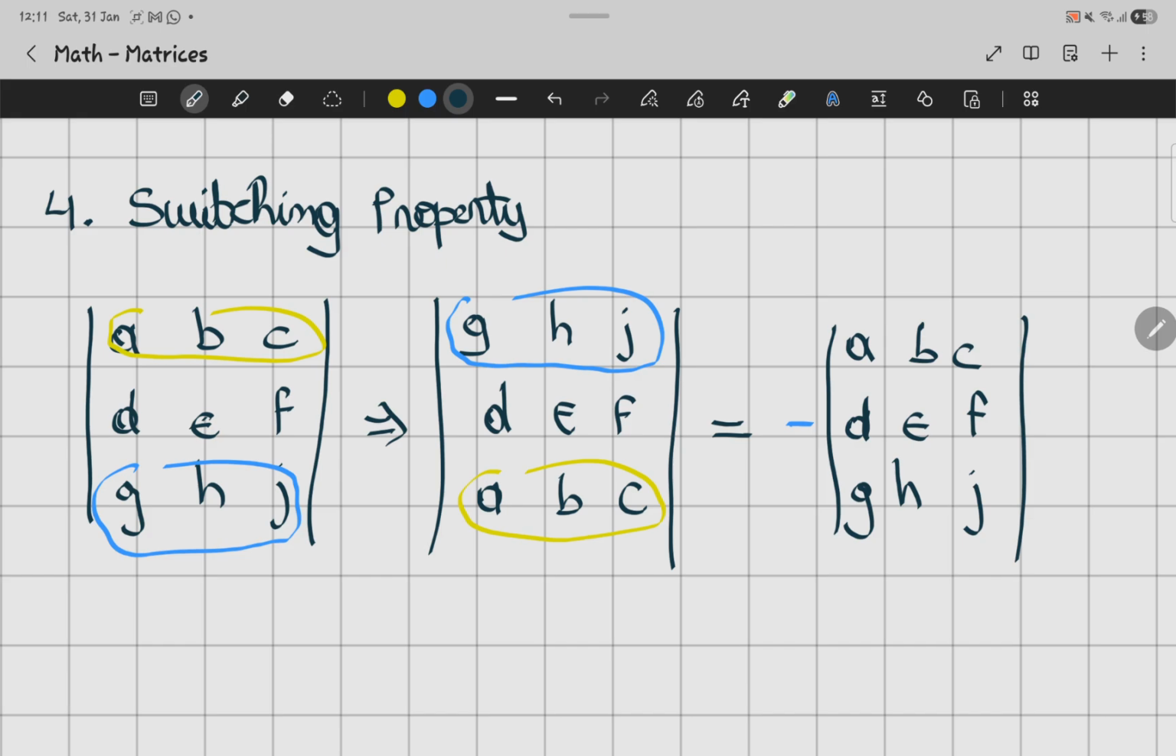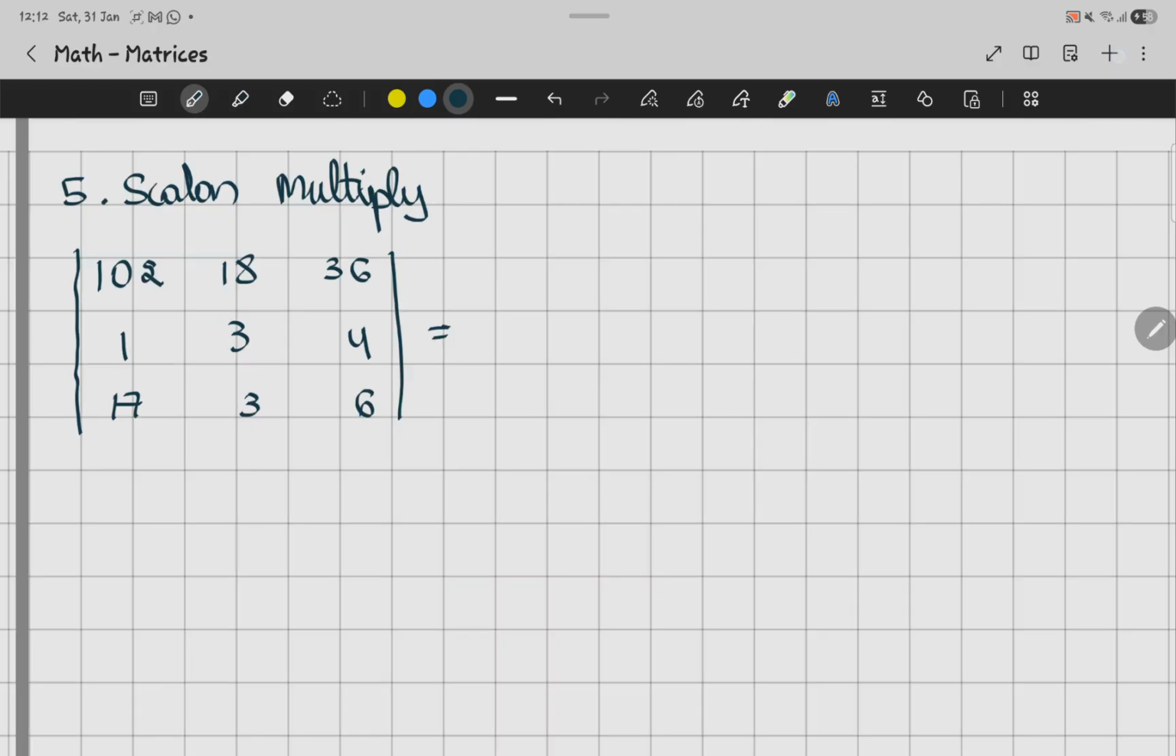So this is what we call the switching property. It says those two matrices are equal. If I can highlight that, those two matrices are equal, and then you can see the sign is going to change there. This is what we call the switching property.